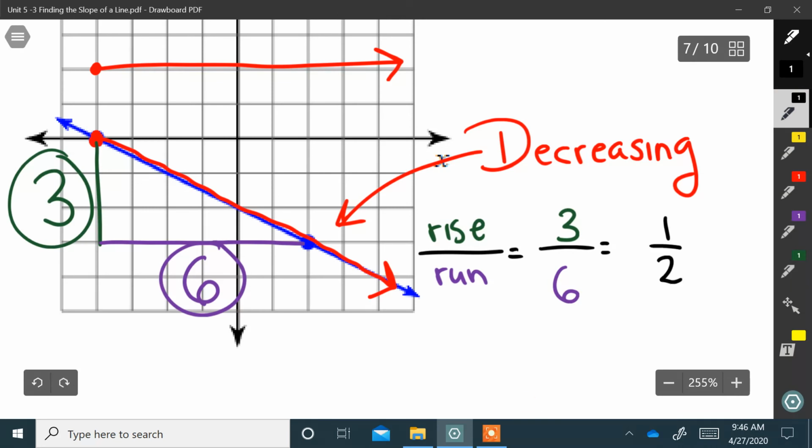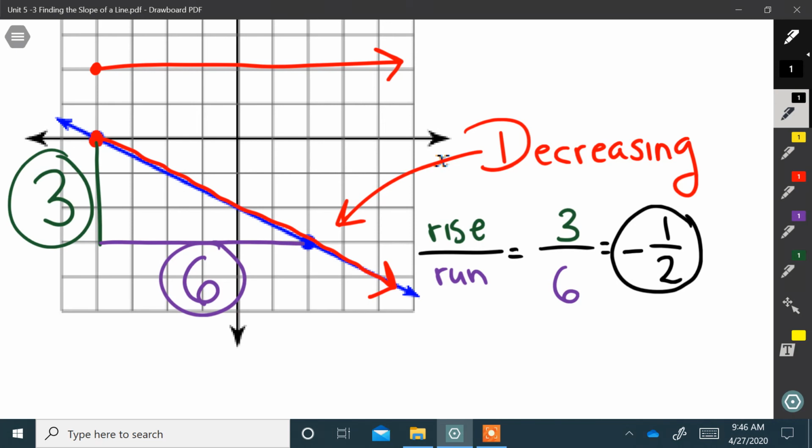Now, since the graph is decreasing, so pay attention to this, since the graph is decreasing, then the slope has to be negative. So this right here is going to be a negative slope because the graph is decreasing when you look at it from left to right.